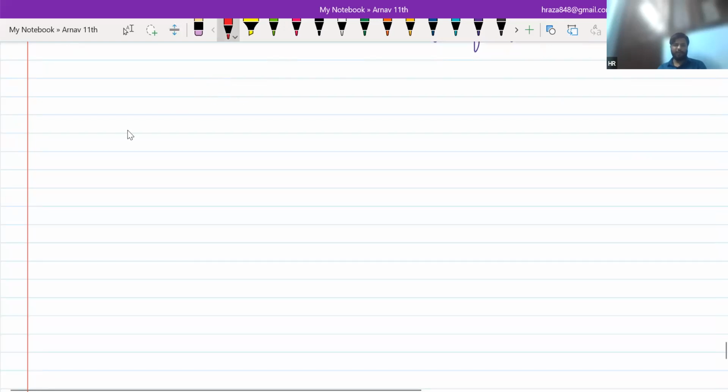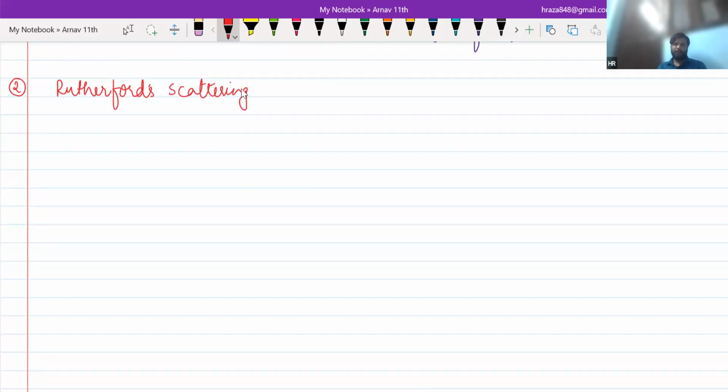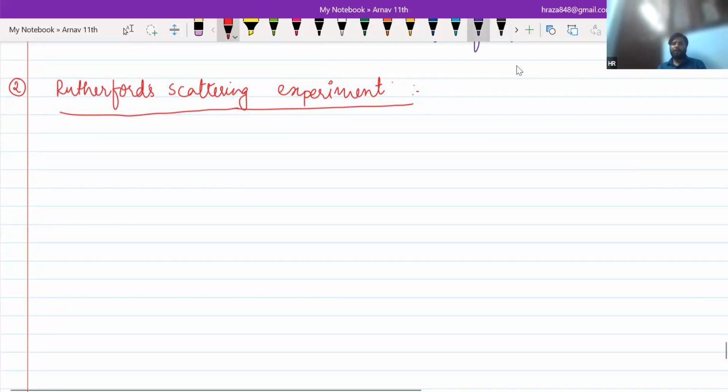Now the next model comes up: Rutherford's alpha particle experiment. The second model of atom is Rutherford's scattering experiment. So basically, Rutherford did an experiment known as the alpha particle scattering experiment. So what is this experiment? There is an atom in which there is a nucleus, and he fired alpha rays, bombarding alpha particles.